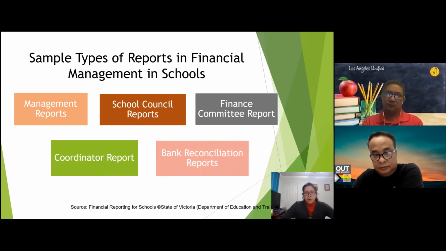And then another type of report is the bank reconciliation reports. And this is a report or statement to match the bank transactions recorded in the books of accounts with the bank statement.